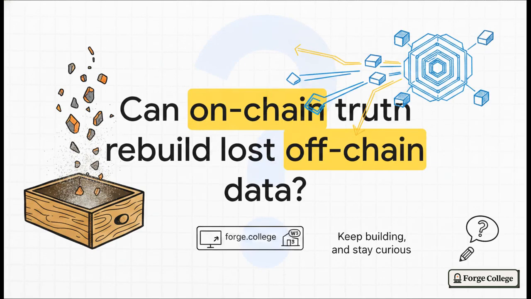I'm going to leave you with this somewhat provocative thought to test your resilience. If your entire off-chain database literally vanished tomorrow, could your on-chain math completely rebuild it? If you follow the frameworks we discussed today, the answer is a confident yes.